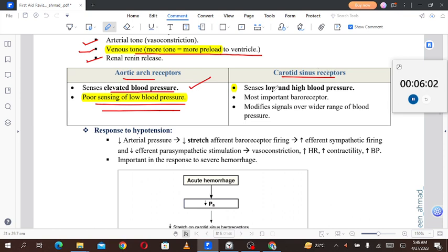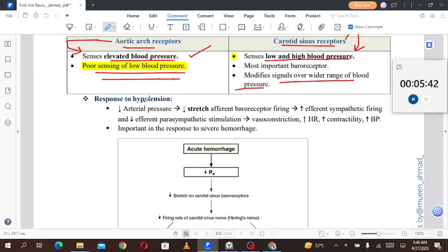The carotid sinus receptors sense both low and high blood pressures. Because they are close to the brain, they are more sensible and more rational, and they can sense both high and low blood pressure. The aortic arch receptors only detect high blood pressures, while the carotid sinus receptors detect both high and low blood pressures. The most important baroreceptor modifies the signal over a wider range of blood pressure. Now, the response to hypotension: decreased arterial pressure leads to decreased afferent baroreceptor firing, increased efferent sympathetic firing, and decreased efferent parasympathetic stimulation whenever there is hypotension.